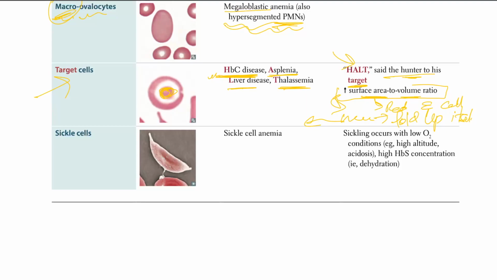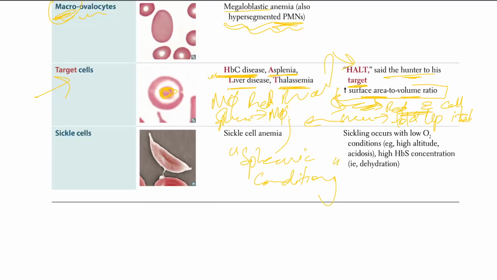And this is seen in asplenia because normally the macrophages that are present in the red pulp of the spleen remove the excess membrane. This excess membrane that we talked about is removed by the macrophages in the spleen. And this is a process called splenic conditioning.